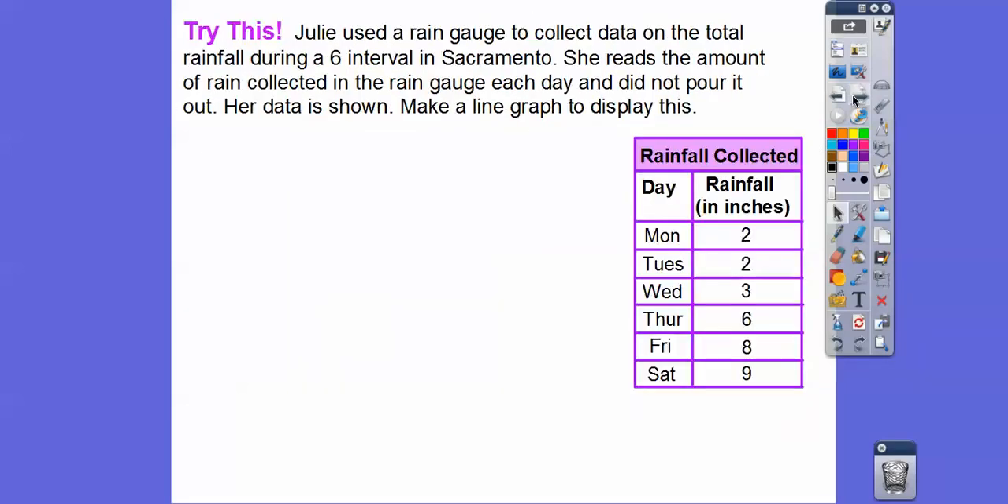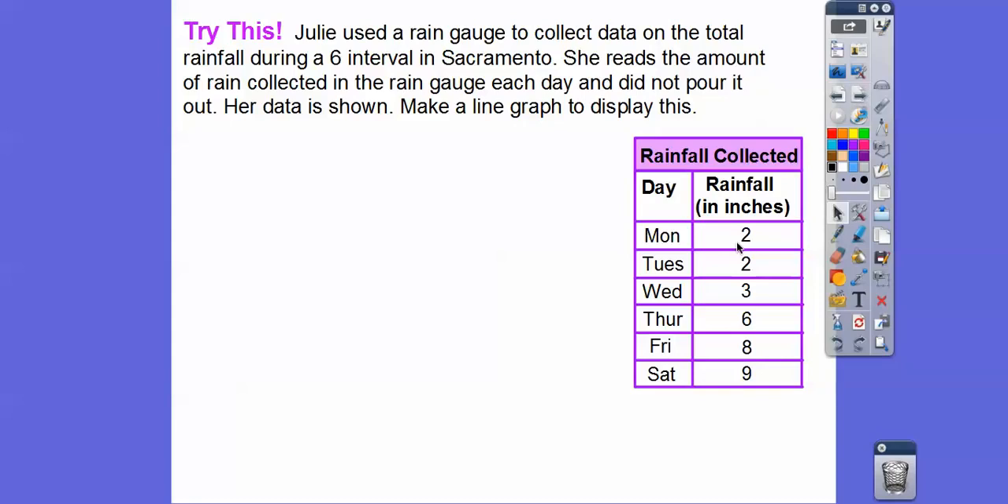All right, so let's try another one here. Julie used a rain gauge to collect data on the total rainfall during a 6 day time period in Sacramento. I should have put that in there. 6 day period. Okay. So she reads the amount of rain collected in the rain gauge each day and did not pour it out. So it should keep going.